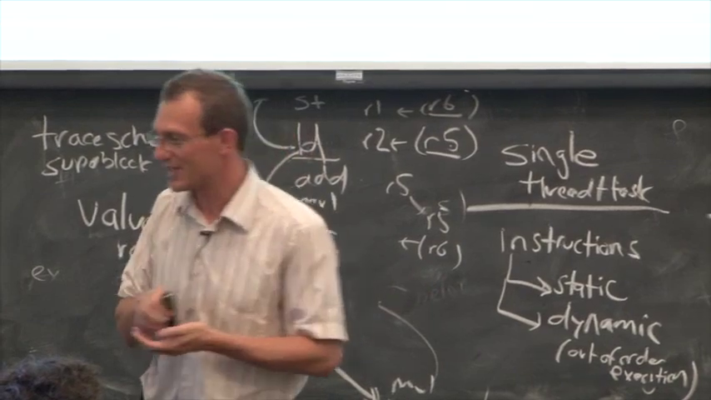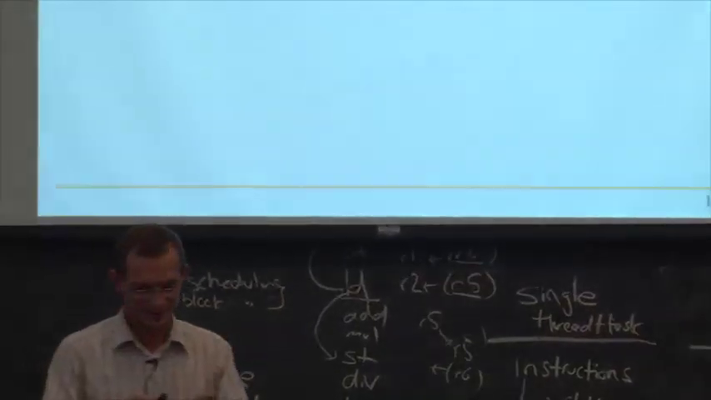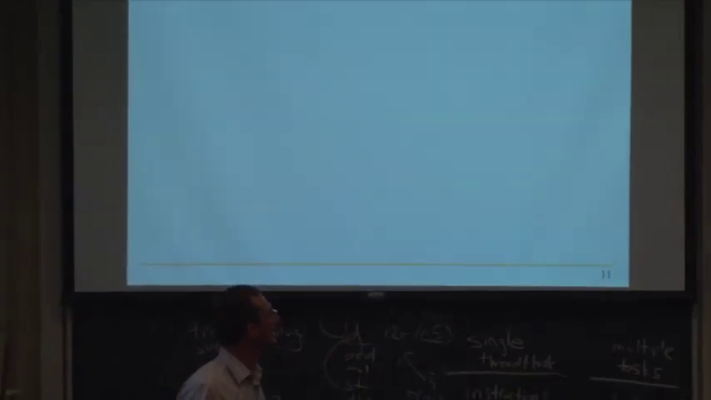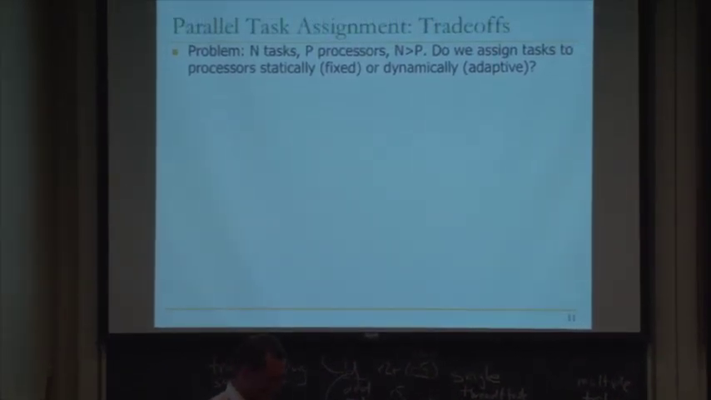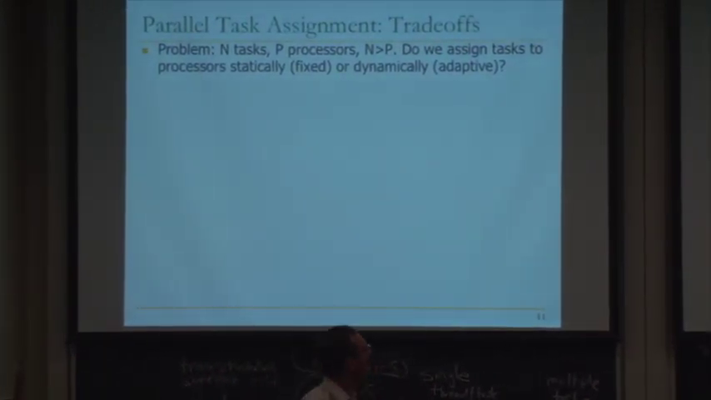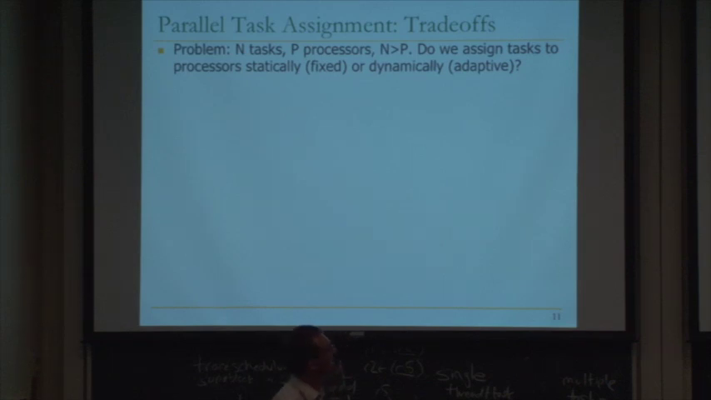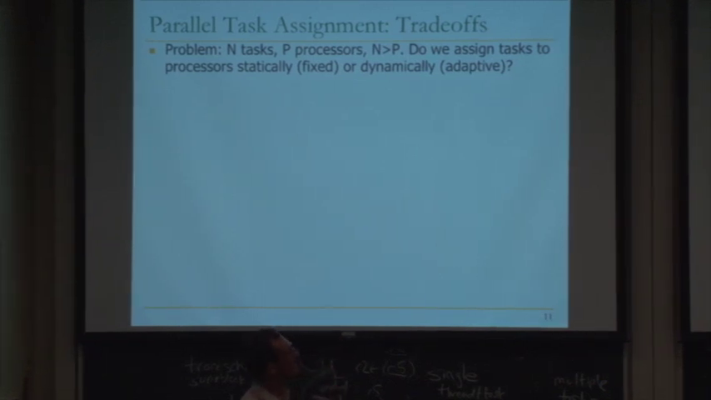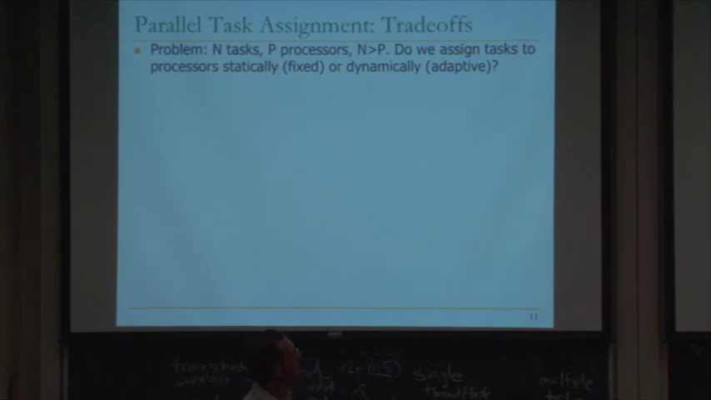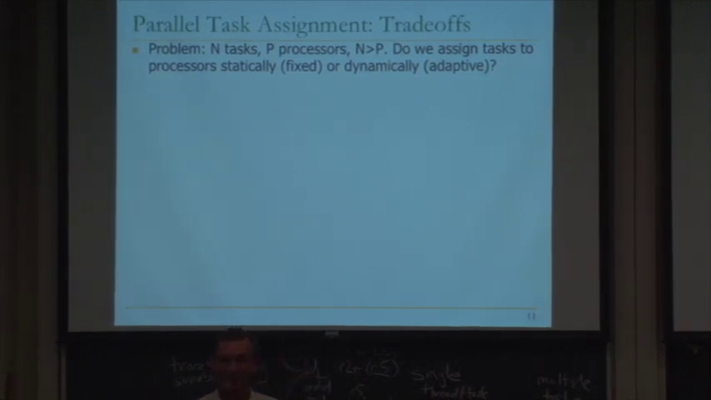Let's take a look at the parallel task assignment problem. Now you're all refreshed, if you will, in your static versus dynamic scheduling. But the same issue exists in parallel task assignment also. Let's say you have n tasks. Somebody created those tasks. And p processors. And n is greater than p. Do you want to assign tasks to processors statically or dynamically? Statically means your schedule is fixed when you create the tasks. Dynamically means it's adaptive. Let's take a look at the trade-offs associated with it.